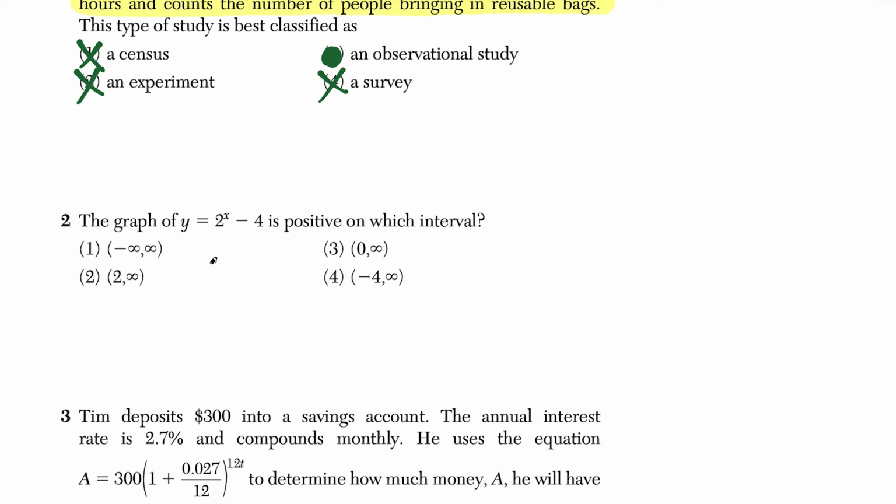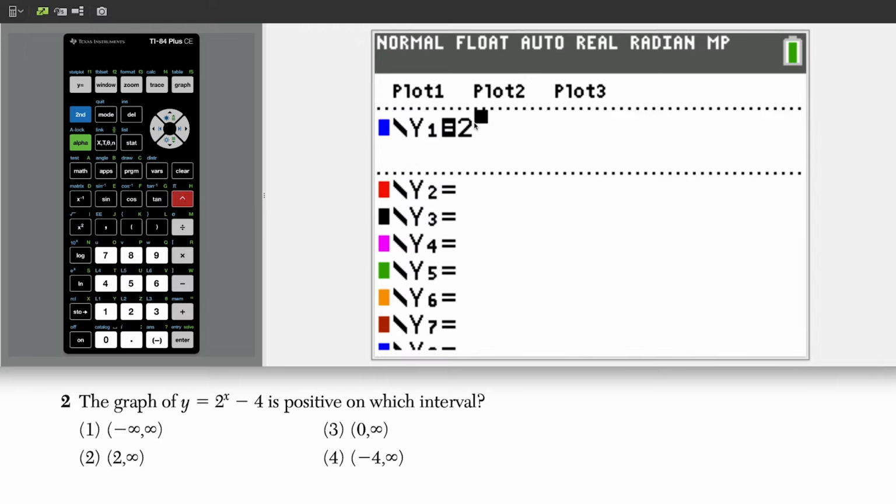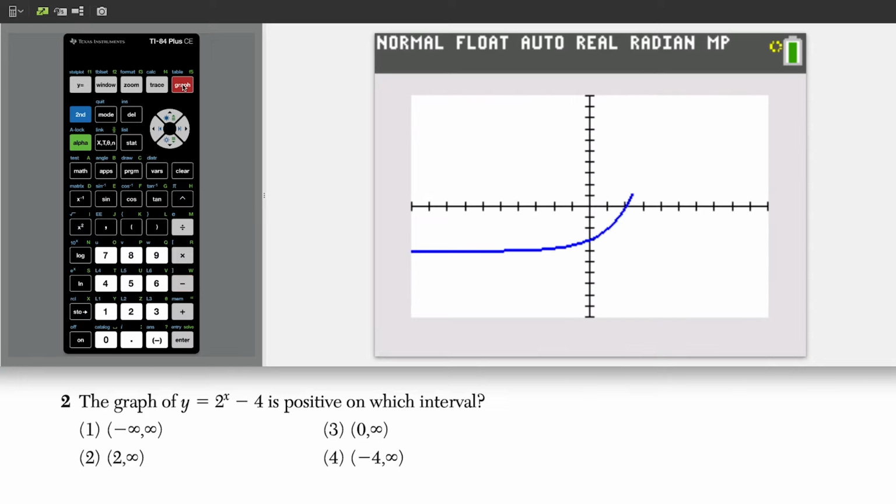Question 2, the graph of y equals 2 to the x minus 4 is positive on which interval? For this one, I would go to the y equals and type in the function 2 to the x power. So we have 2, we hit the up arrow here, we type in our x, and now we get out of the exponent and write our minus 4. Then we press graph, and here's a graph of our function.